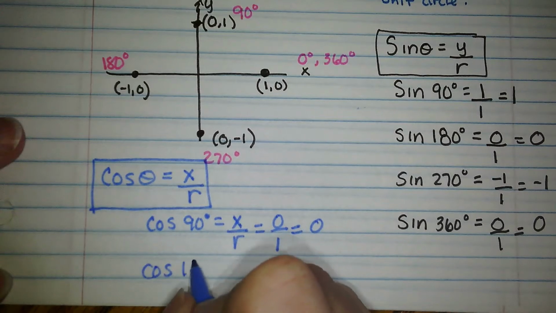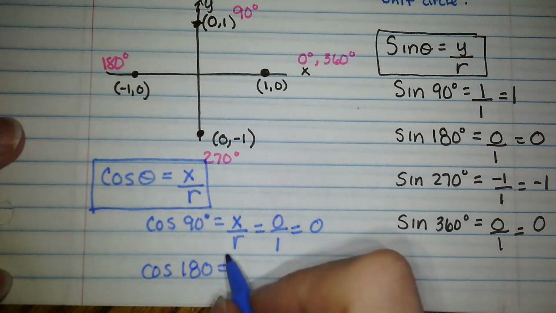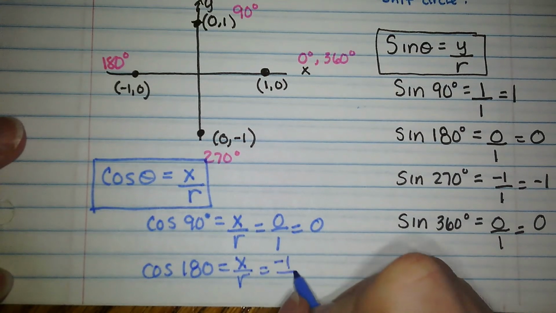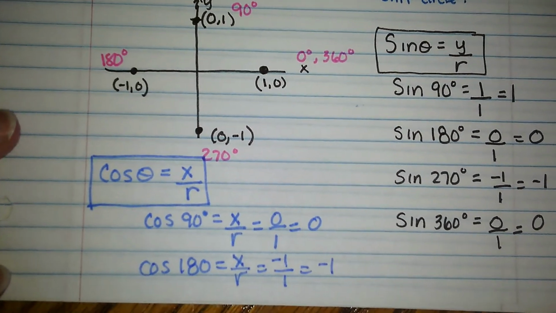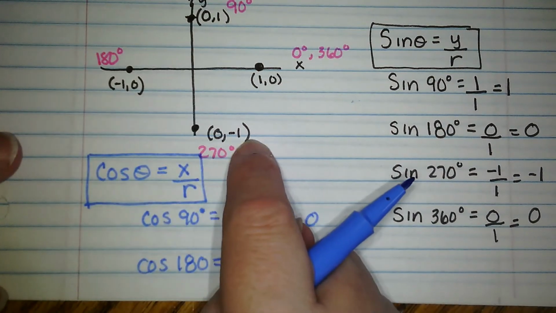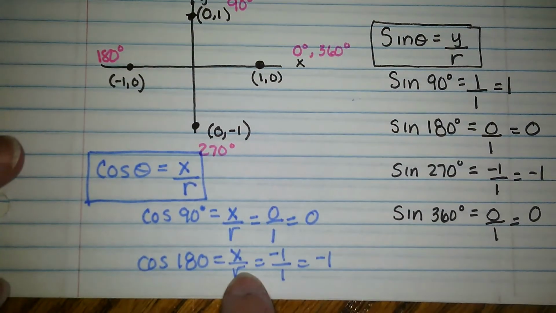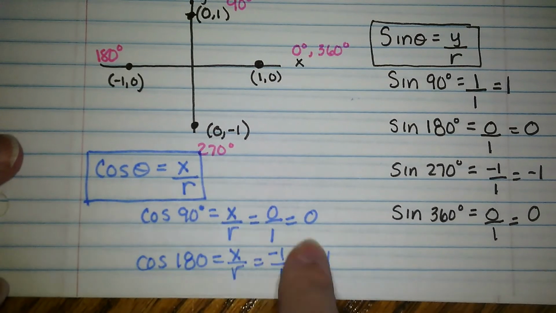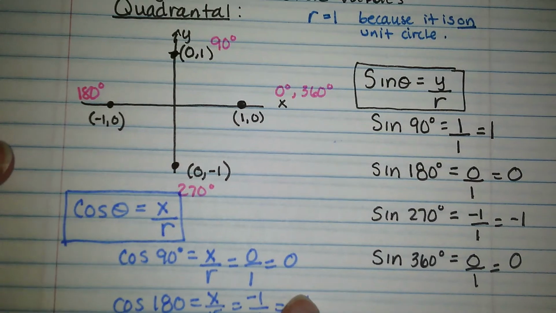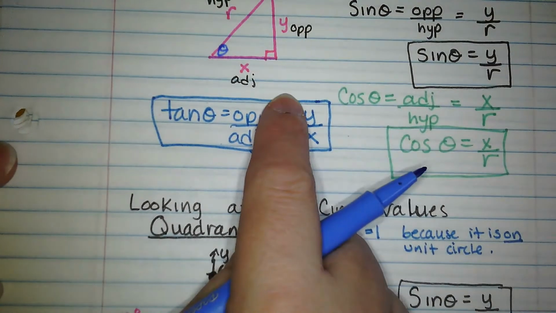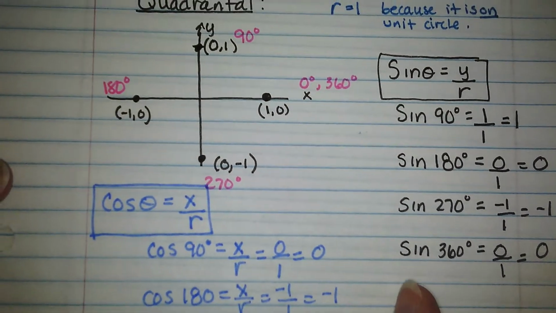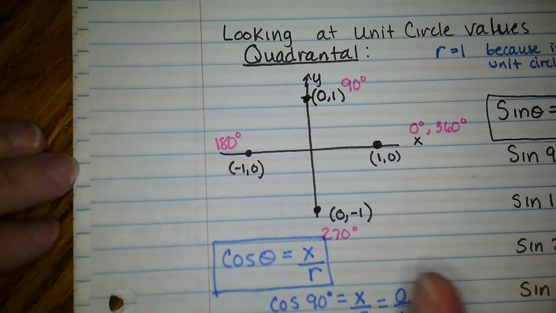Cosine of 180 would be -1 over 1, which is -1. So that's how you get these values. You're literally looking for the x or the y coordinate, and the radius is 1. So you should be able to fill in the rest of these for cosine. And then tangent is y over x. So when we're doing tangent, things are a little bit different. We're going to do tangent over here.